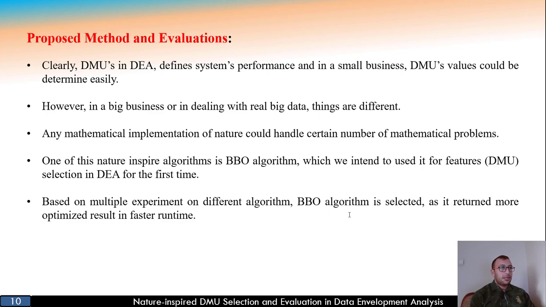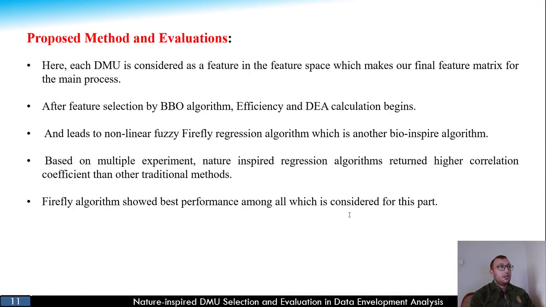One of the nature-inspired algorithms is BBO, as I mentioned, which we intended to use for feature selection or DMU selection in DEA. Based on multiple experiments and different algorithms, the BBO algorithm is selected as it returns more optimized values in faster runtime. Here, each DMU is considered as a feature in a feature space, which makes our final feature matrix for the main purpose.